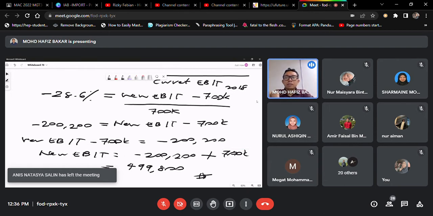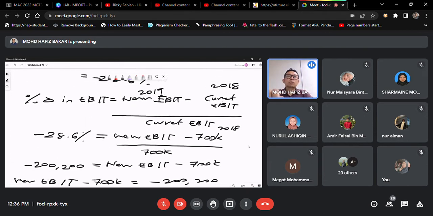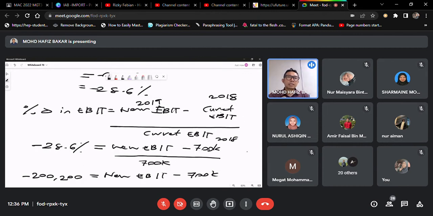Okay, the most important thing you need to know. If there is a percentage change in EBIT or a percentage change in sales, the formula will be new minus current, divided by current. For example, in daily life, if you want to know your savings every month or every year, you want to see the difference. How many percent increase or how many percent decrease. So the new saving minus the current saving, divided by the current saving.